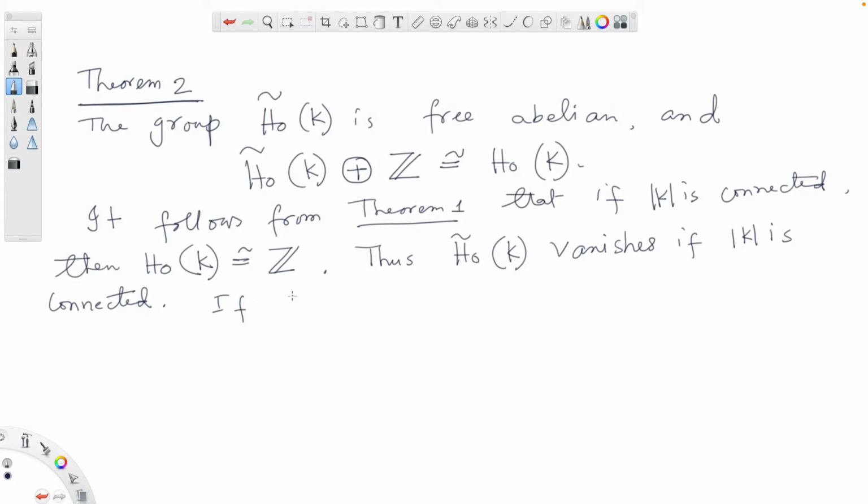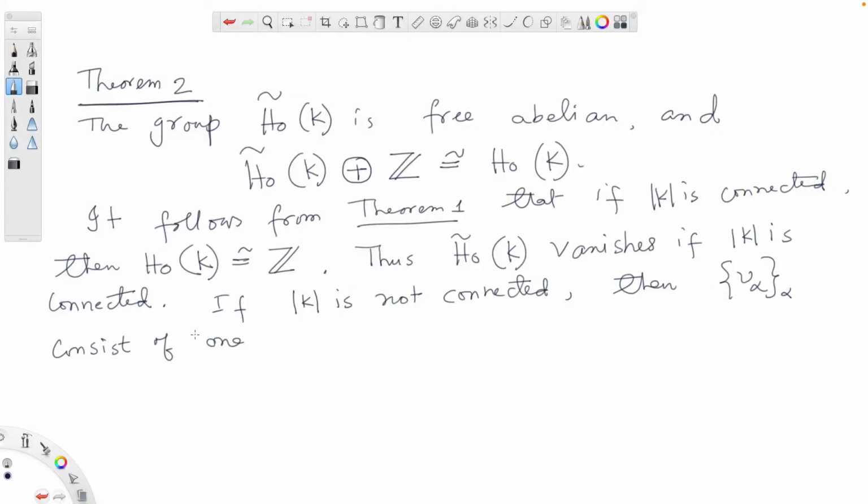If mod K is not connected, then let this collection consist of one vertex from each component of the underlying space of the complex K, as we have done in Theorem 1. Okay, this is the first thing to do.